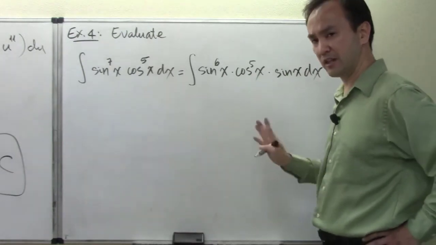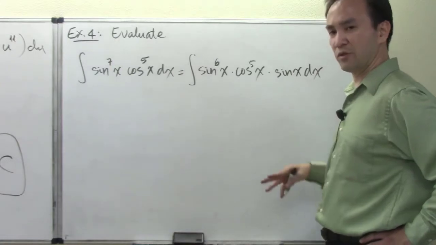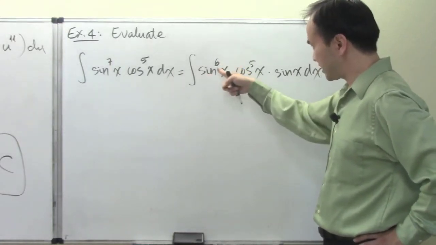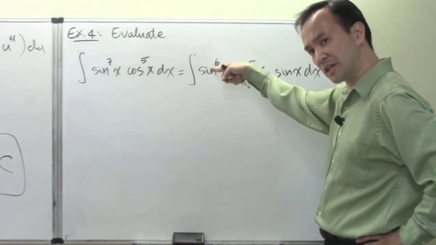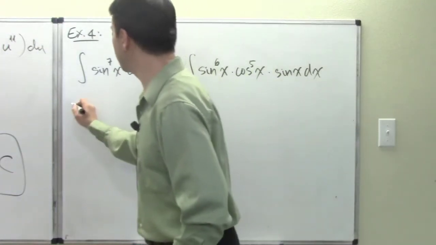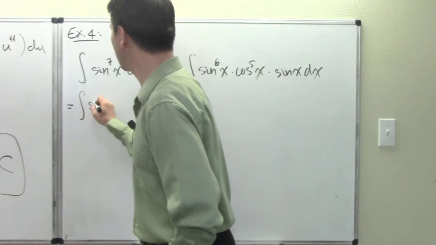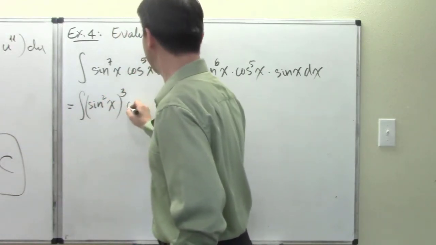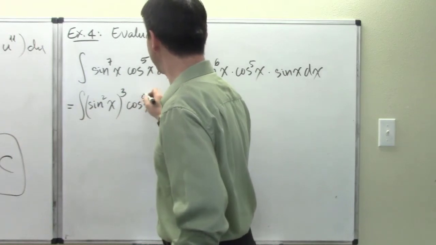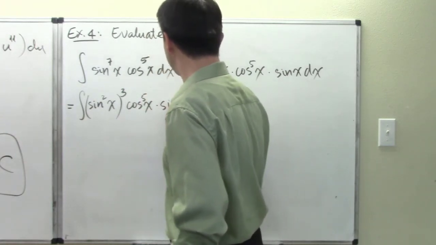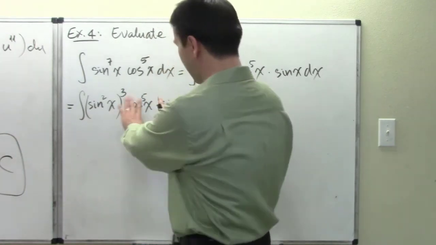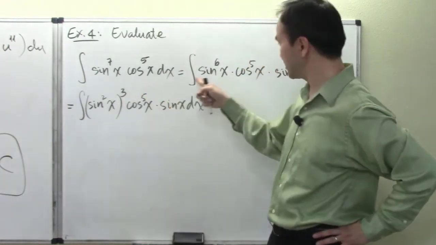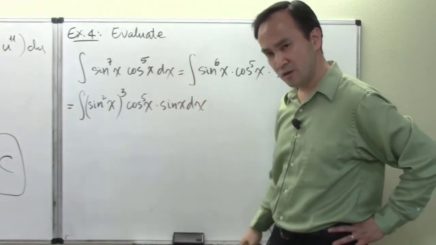Very similar steps to what was taken when we went the other route. Now this sine to the 6 is understood as sine squared to the 3rd power. So we're looking at sine squared of x to the 3rd power, times cosine to the 5th of x, times sine of x dx. In this route, cosine to the 5th stays the same throughout the whole problem.